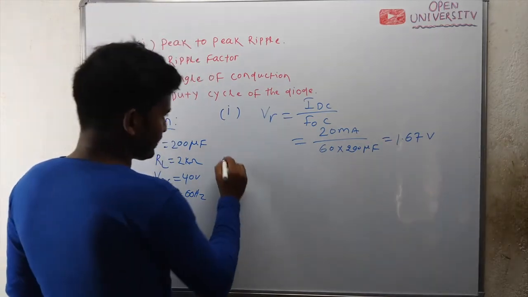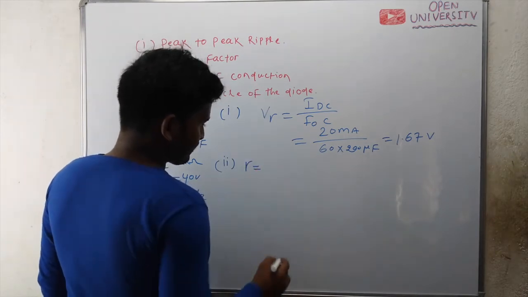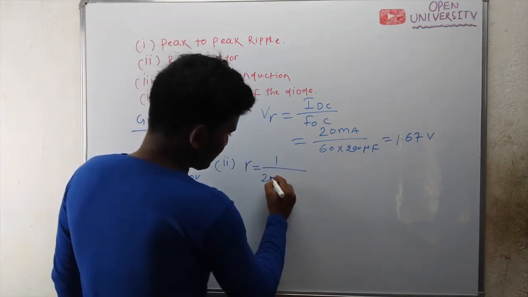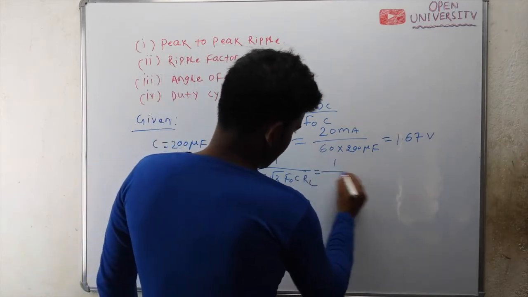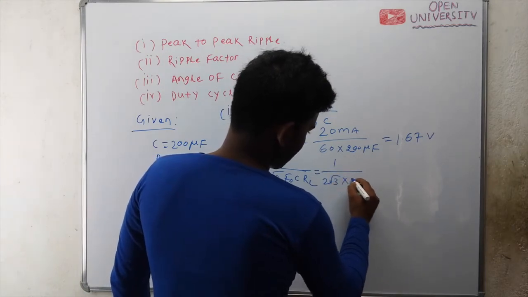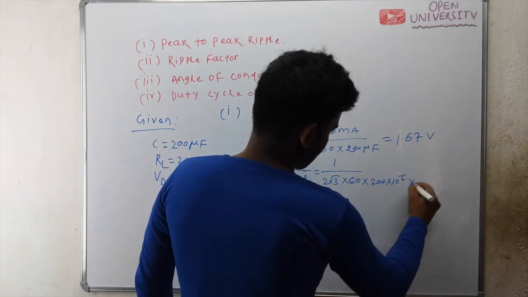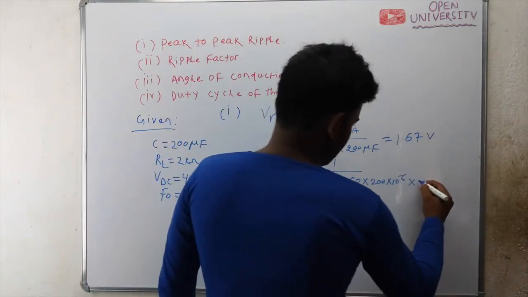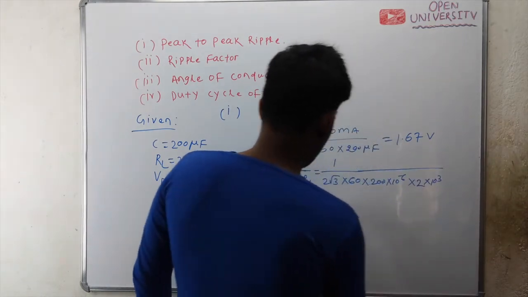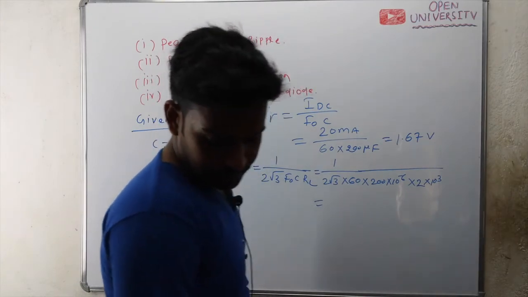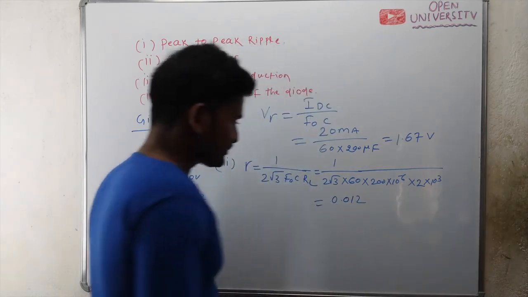Second point is ripple factor. Ripple factor R equals 1 by 2 root 3 f naught C into RL. What is the f naught value? 60. C is 200 into 10 power minus 6, into RL, which is 2 kilo ohm, 2 into 10 power 3. Then the ripple factor will be 0.012.